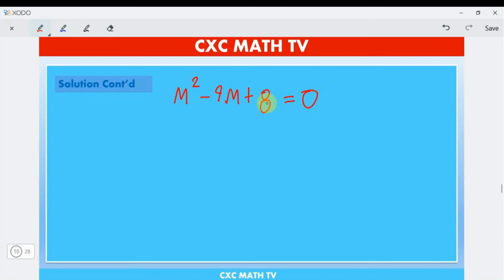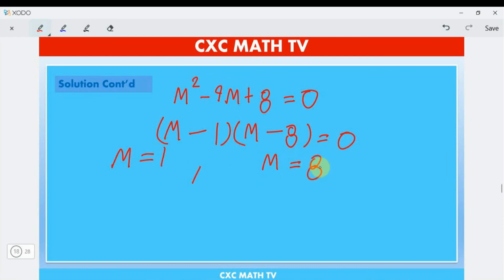Now when you get to this stage, you just need to factorize. Signs are the same, both of them negative. 8 and 1, minus and minus. So that is saying m is equal to 1 or m is equal to 8. Now if m is equal to 1, what was m again? m was 3 to the x. So 3 to the x is 1 or 3 to the x is equal to 8.